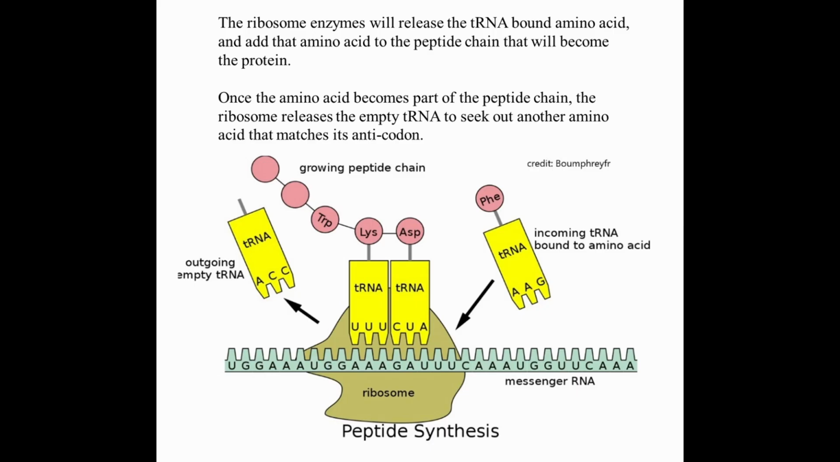Once the amino acid becomes part of the peptide chain, the ribosome releases the empty tRNA to seek out another amino acid that matches its anticodon. We will discuss the protein coding of mRNA in more detail in the next section.